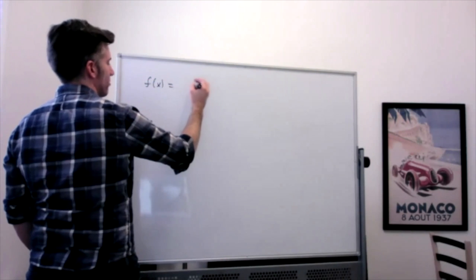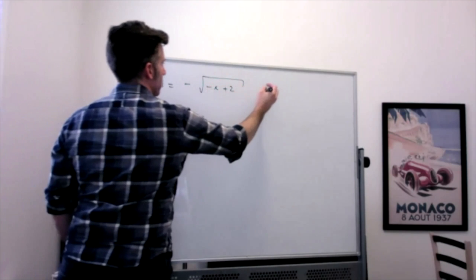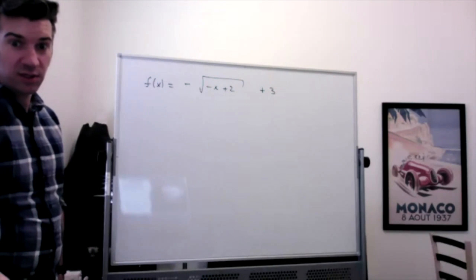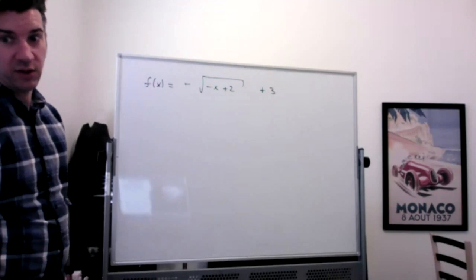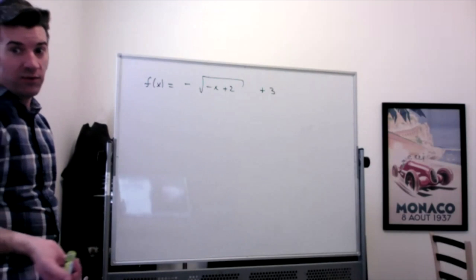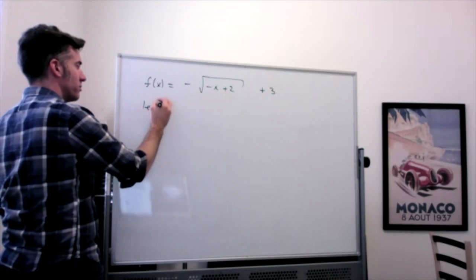The negative square root of negative x plus 2, plus 3. It's got all the things. It's got every kind of flip, every kind of shift. So I'm going to first, and this is where we have to be super careful, I'm adding 2, so I'm going to shift left 2.